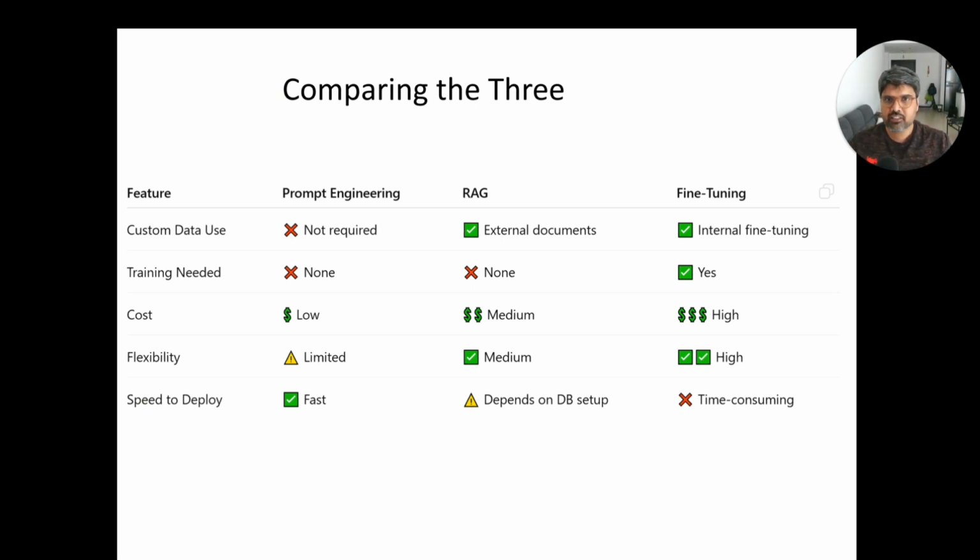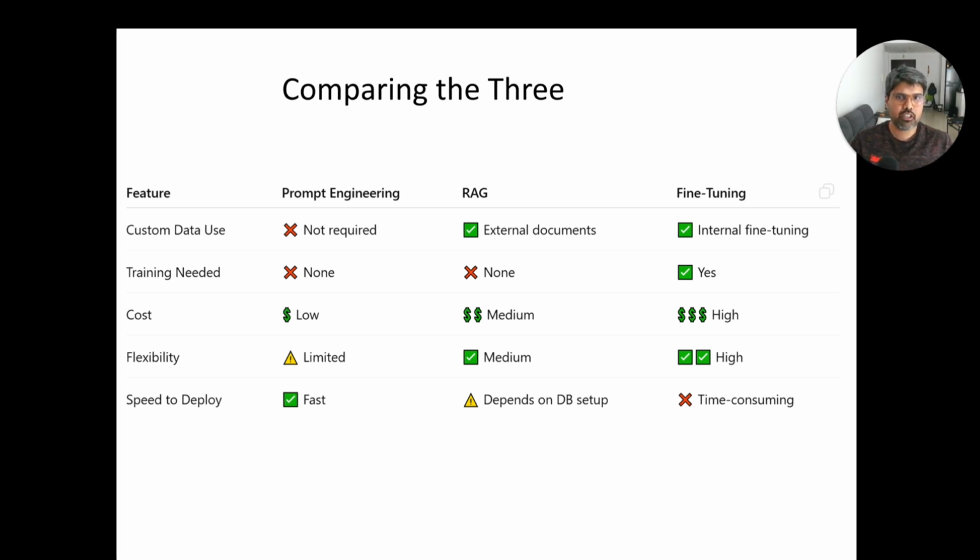Training needs: in prompt engineering and RAG there are no training needs, whereas in fine tuning there is a training need. The custom data in RAG is not actually used for training, it is just used as a reference source for getting information, but in fine tuning it is used for internal fine tuning. Cost: prompt engineering is the cheapest and the easiest to start with.